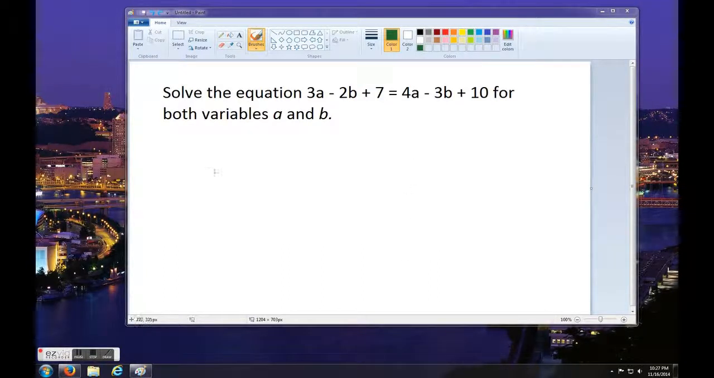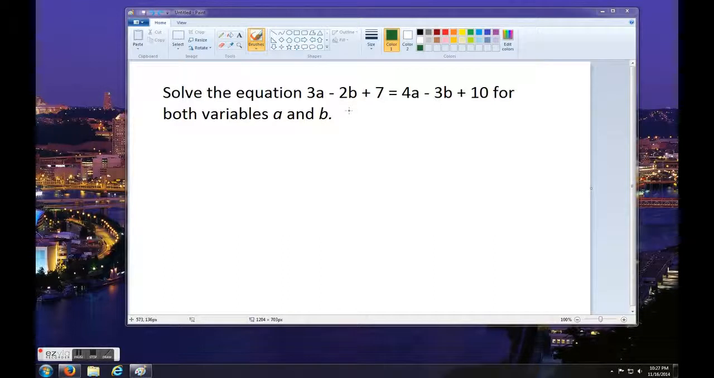So here we go, I got this question on the YouTube channel, and I want to help you guys out. The question was, how do we solve an equation like this with two variables? What we're essentially going to have to do is solve it twice. Once for A, and once for B.